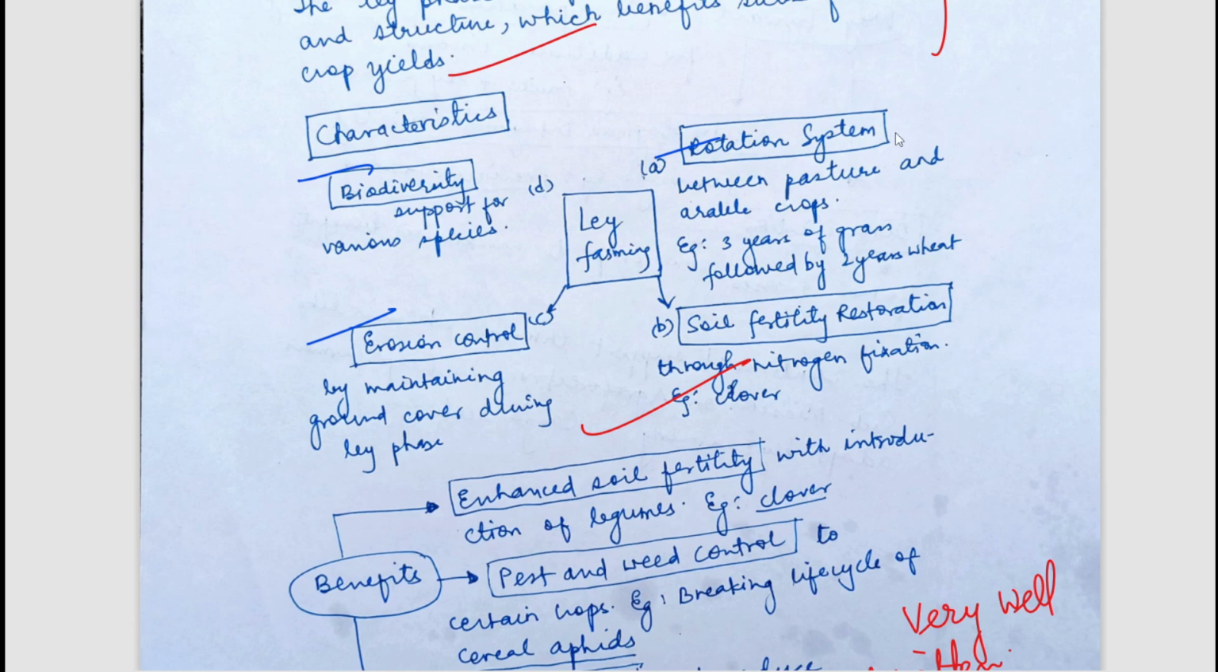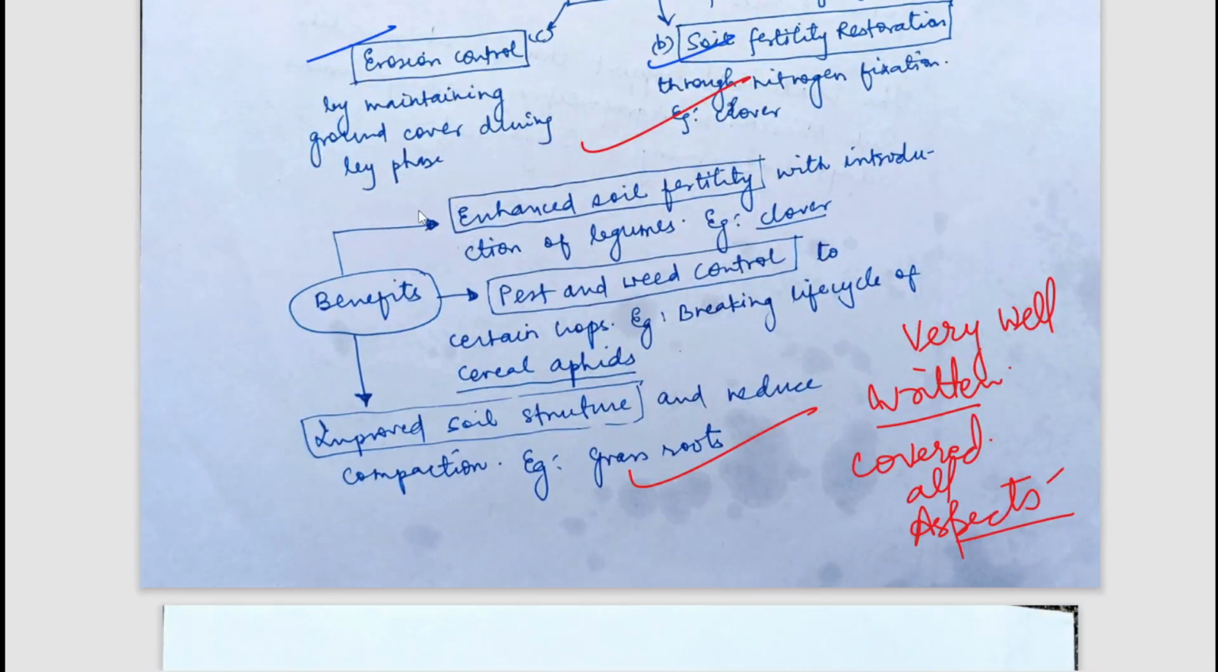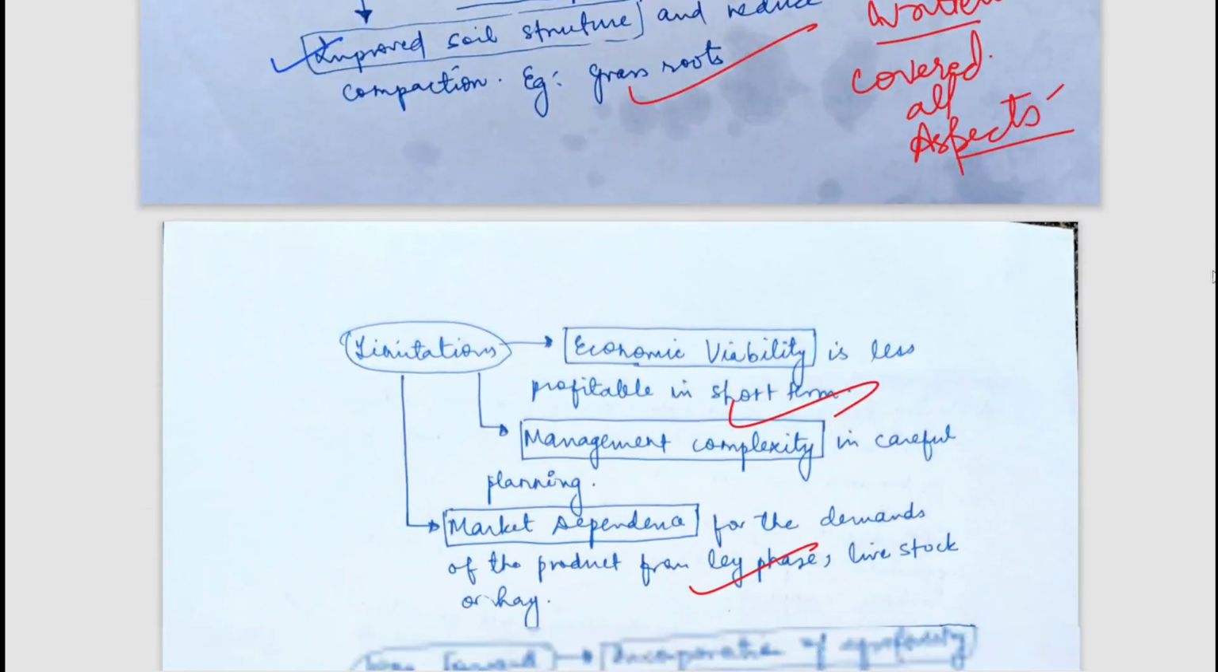Rotational system, the pasture land and arable crops will all be rotated periodically. Soil fertility will be restored. Benefits have been mentioned, as soil fertility will be restored, so there will be enhanced soil fertility. Pest and weed control, because there are effective crop rotations, and with rotations the pests will not be able to establish on certain crops, so that will be a good thing. Improved soil structure.